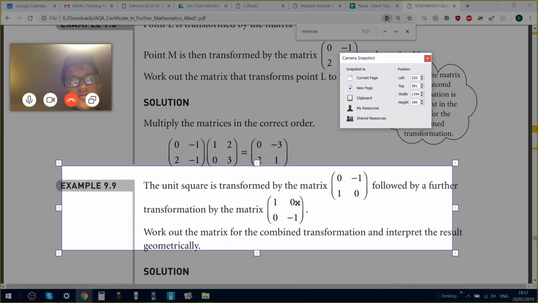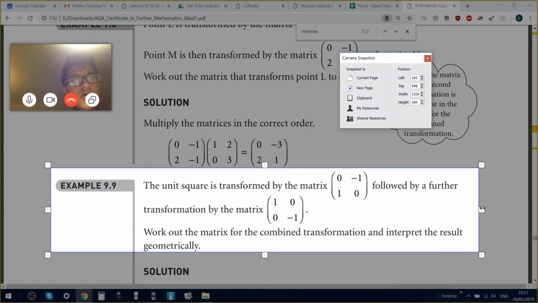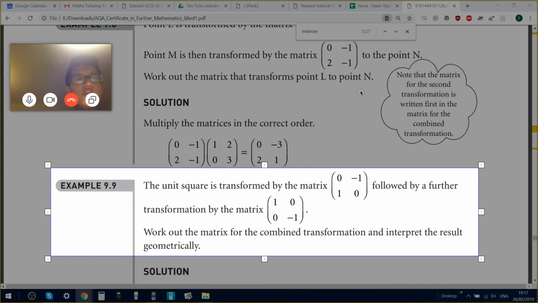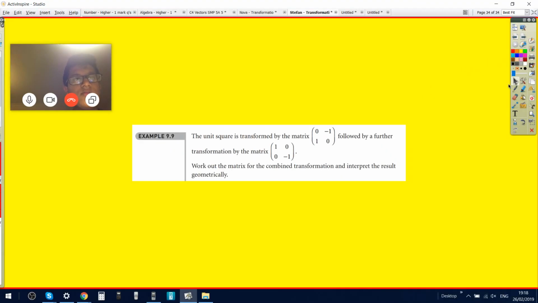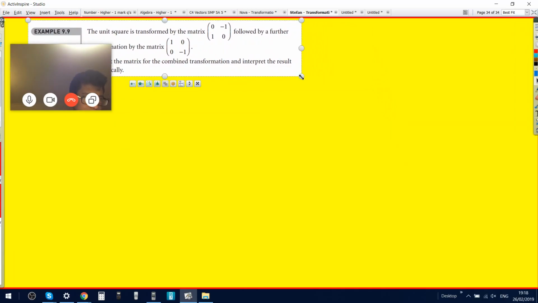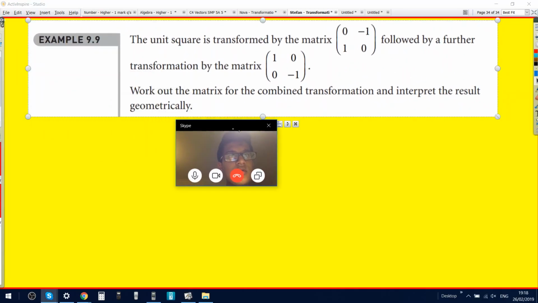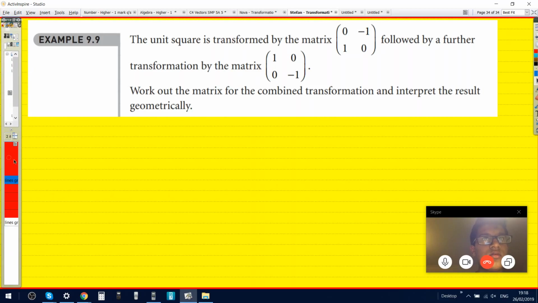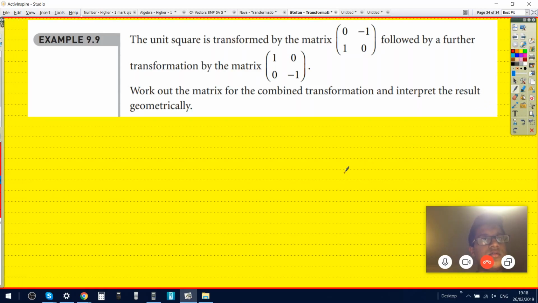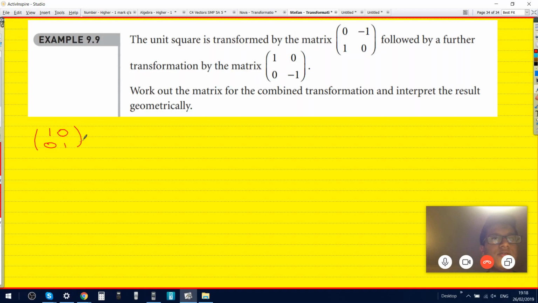All right, we'll try this one. Okay, so you just reverse the order that you multiplied. Just reverse the order, yeah. And usually for multiplying that makes no difference, but for matrices it does, because it's a mixture of adding and multiplying. Okay. So 1, 0, 0, 1 is the unit square, and it's transformed by 0, 1, 0, 0. So work out the matrix for the combined transformation and interpret the result geometrically.